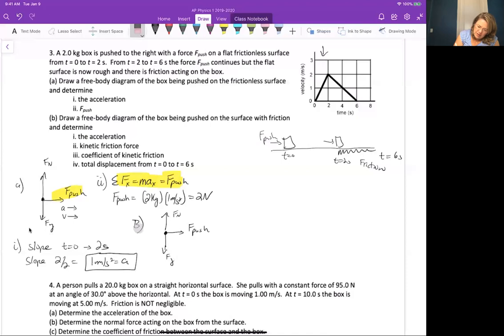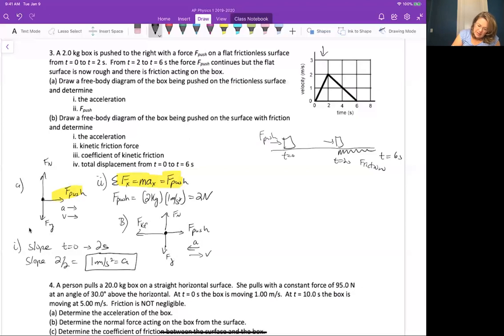They tell me it's slowing down. Well, if that's slowing down, what has to happen? This force of kinetic friction has to be larger than the force of the push because I have acceleration to the left because I'm slowing down. Sure enough, I do because of this negative slope. But my velocity is still to the right at that moment in time. I'm just slowing down, okay?